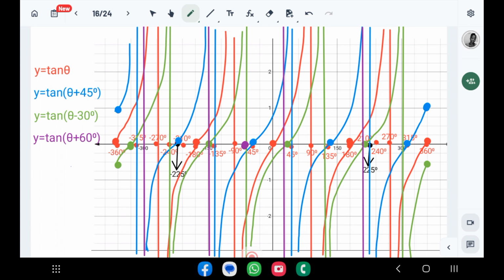Negative 60 minus 180, that will be the next one. It's negative 240. There is negative 240. Minus 180 again lands us at negative 420, which is outside of the range. Okay, to the right, we've got negative 60 plus 180. That gives us 120. 120 is right here. This is 120.